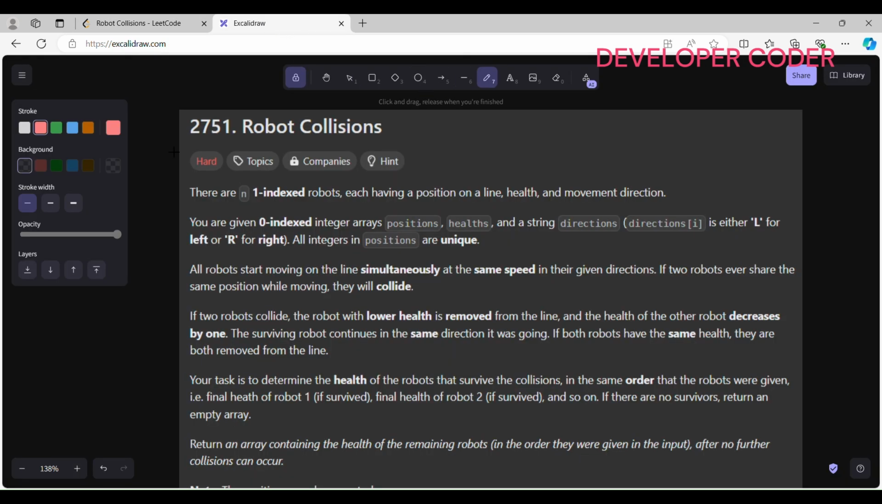So today I'm going to solve problem number 2751, Robot Collisions. This is marked hard by LeetCode, but in reality I'm going to say that this problem is going to be of medium level. Now let's read the problem statement.